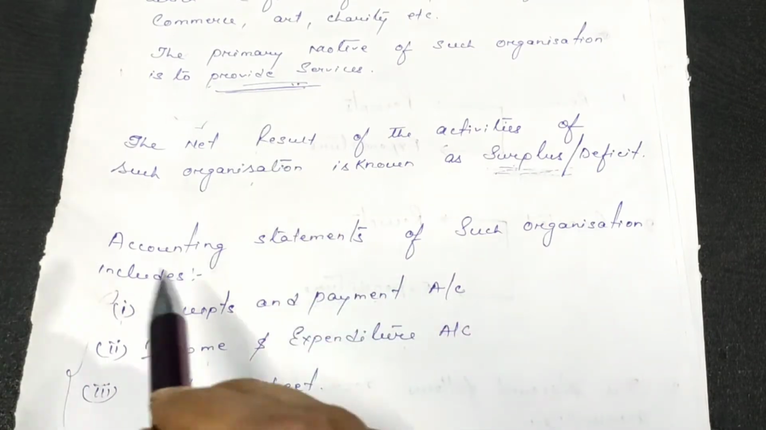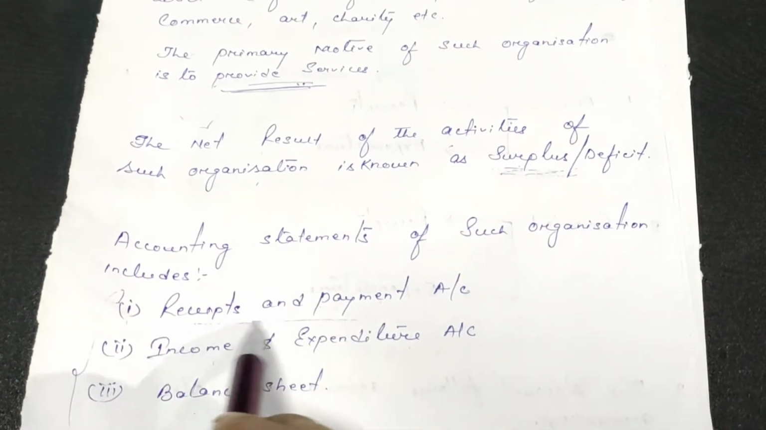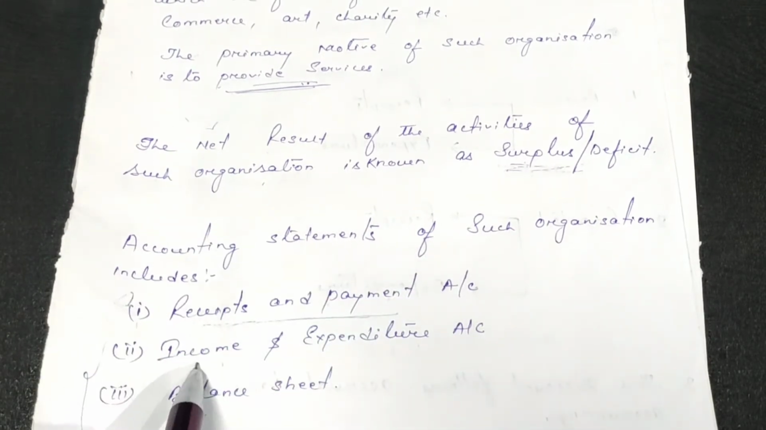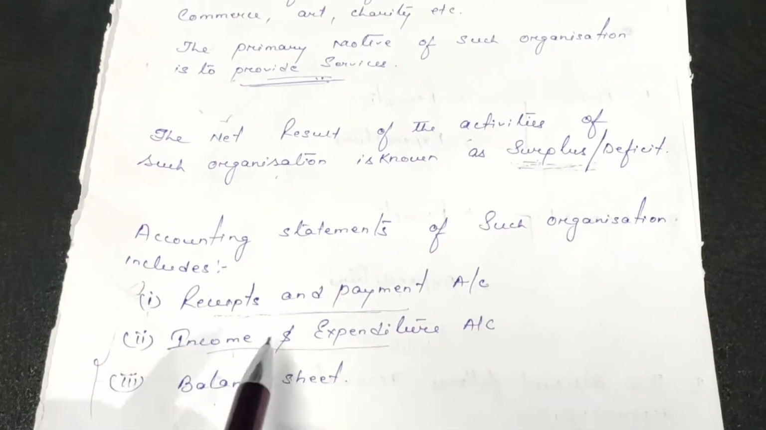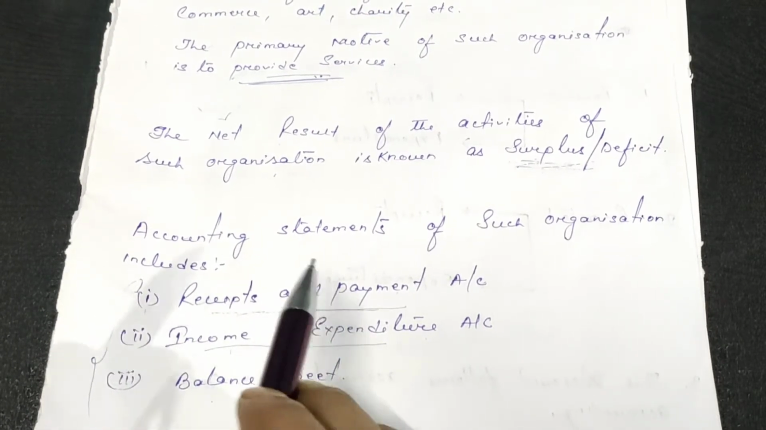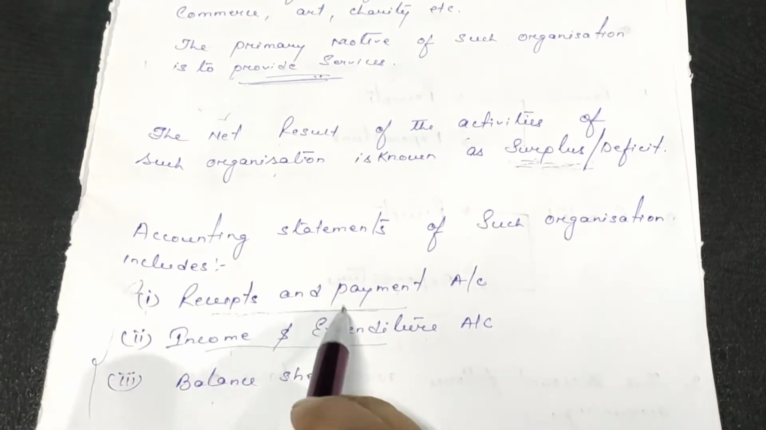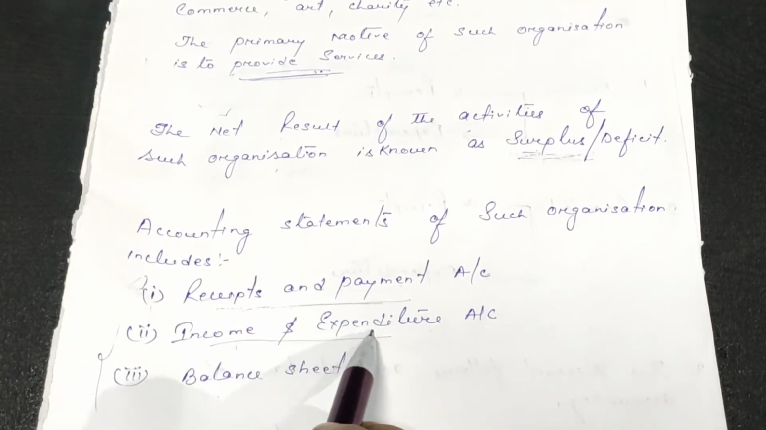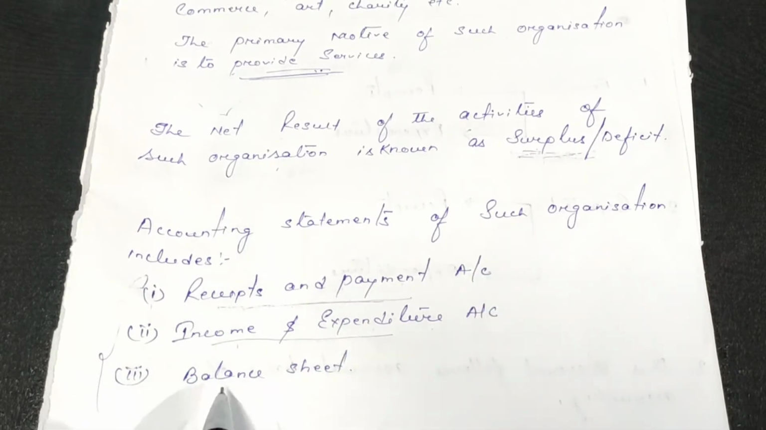And then, be careful, from this receipt and payment account only we are to prepare the income and expenditure account. This is a very important point to remember. The receipt and payment account will be given in the question, and using this account only we prepare the income and expenditure account. After that only we prepare the balance sheet.